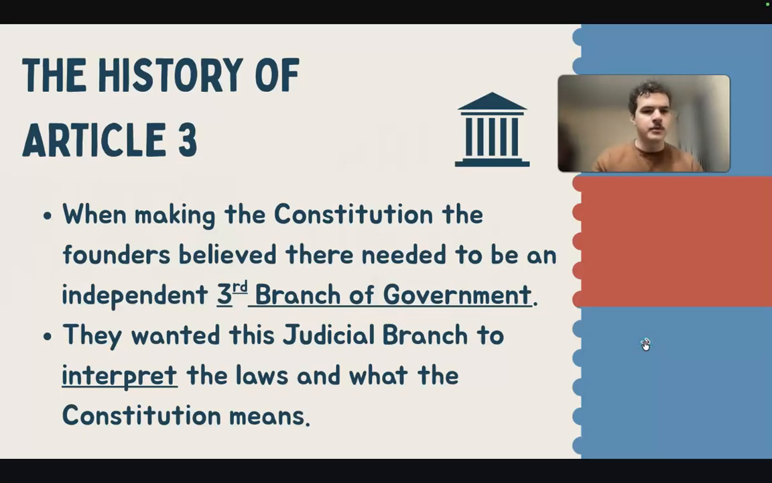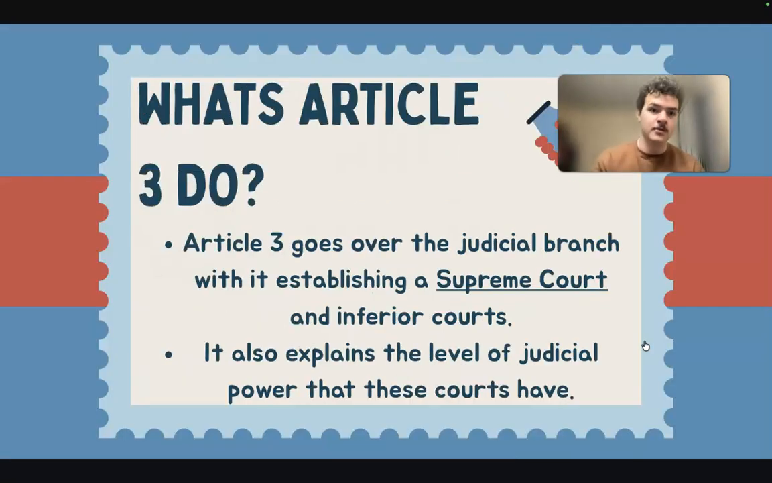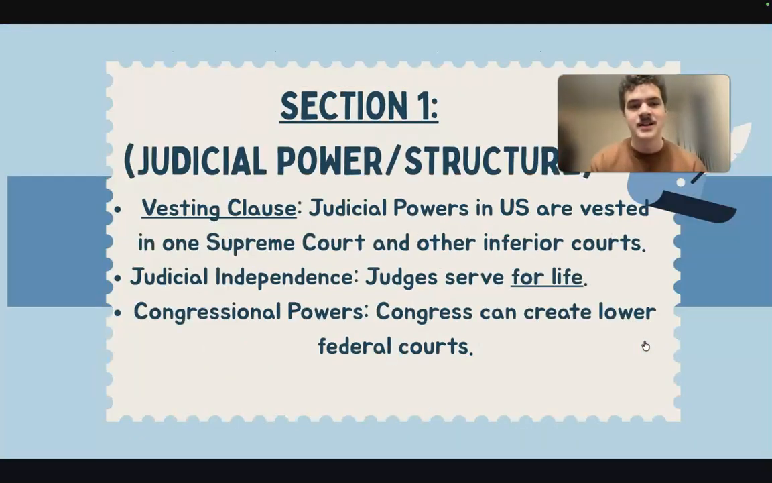The history of Article 3: when making the Constitution, they believed in an independent third branch of government that should interpret the laws. What does Article 3 do? It goes over the Supreme Court and inferior courts. It also explains the level of judicial power that these courts have.